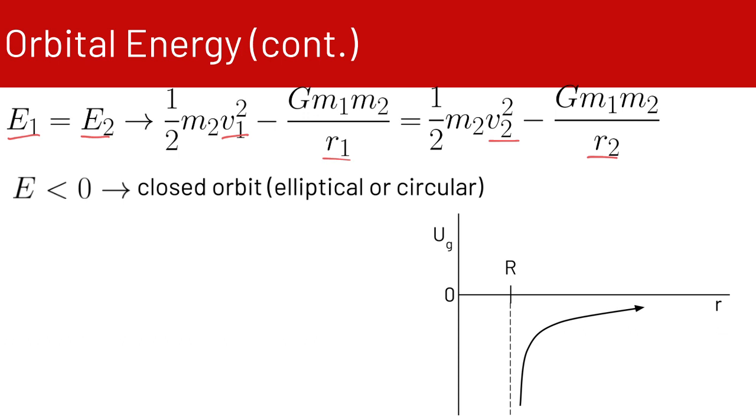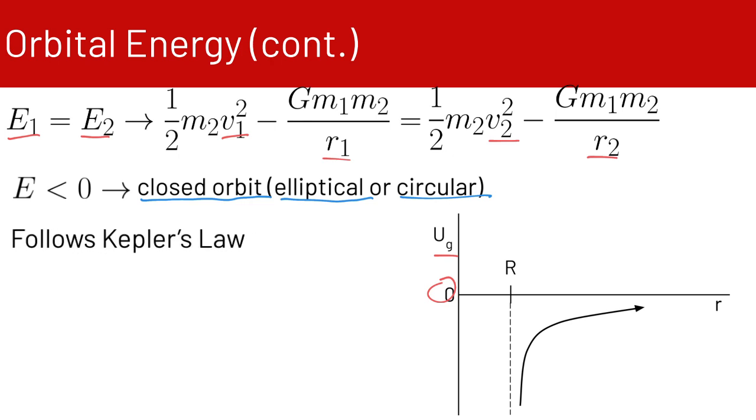So when E is less than 0, so when the energy is below the origin on the potential energy graph, like it is here, we have a closed orbit. So it's either an elliptical or a circular orbit. So in this case, the orbit is going to always follow Kepler's law.